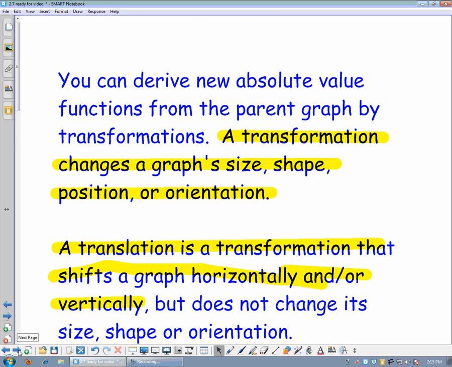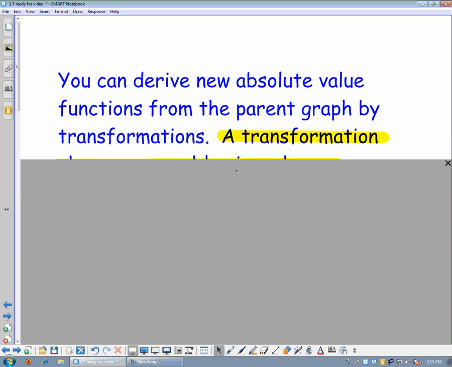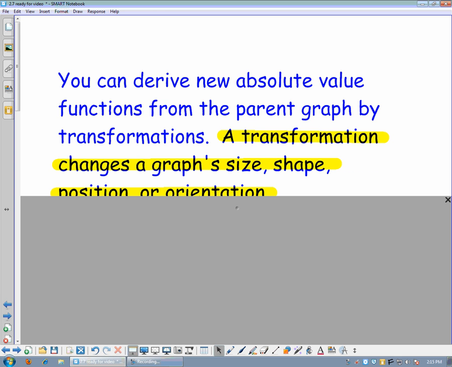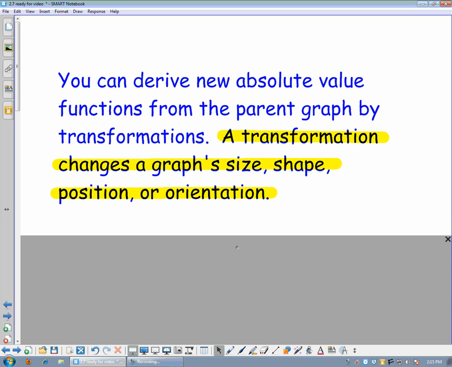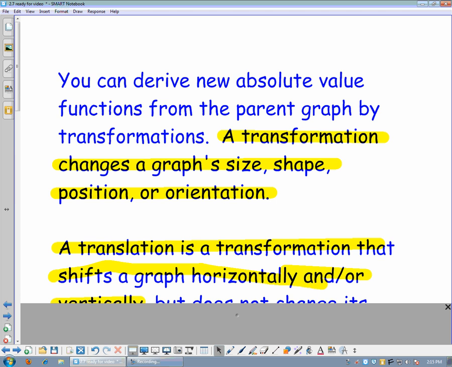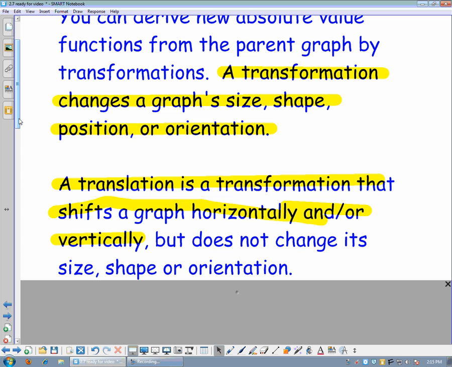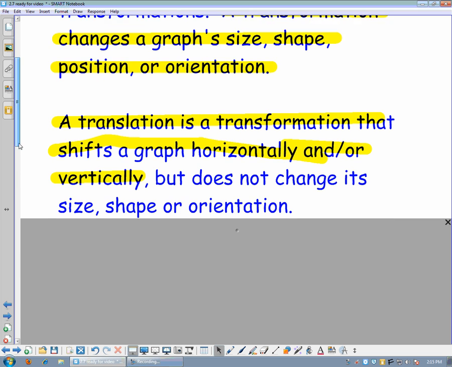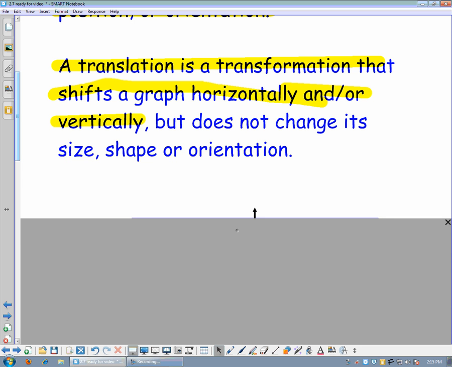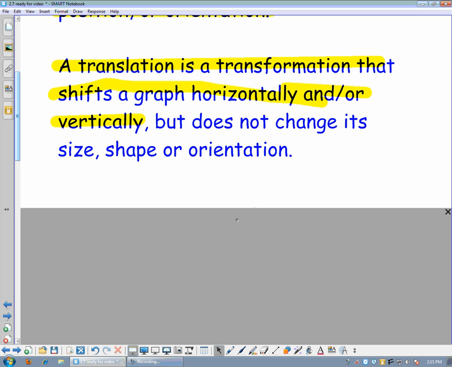All right, you can derive new absolute value functions from the parent graph by transformations. A transformation changes a graph's size, shape, position, or orientation. A translation is a transformation that shifts a graph horizontally or vertically, but does not change its size, shape, or orientation. So a translation is a type of transformation. Again, feel free to pause this video at any time so you can take these good notes.